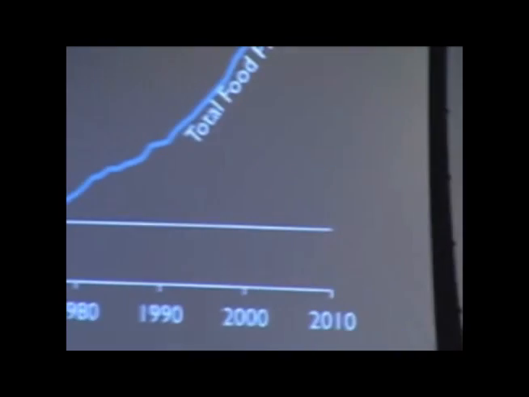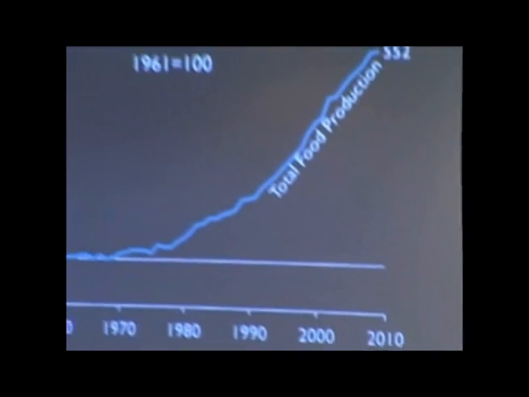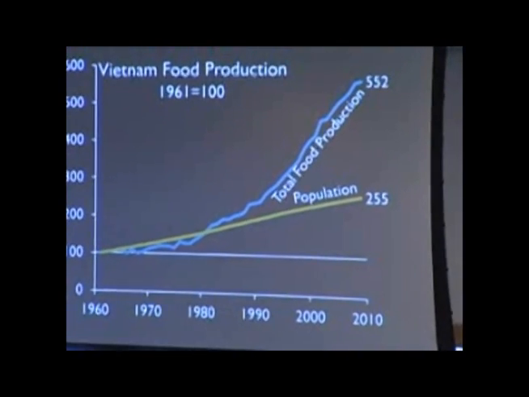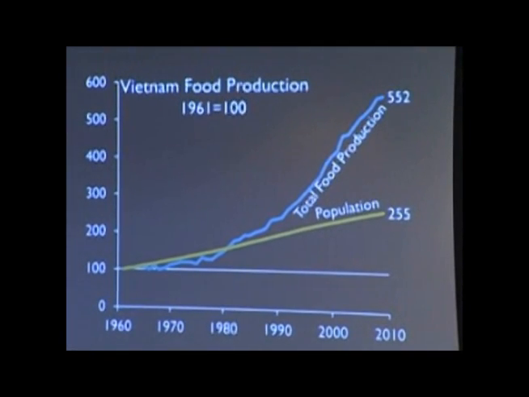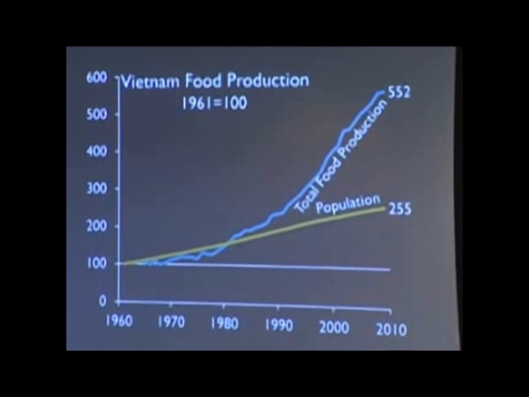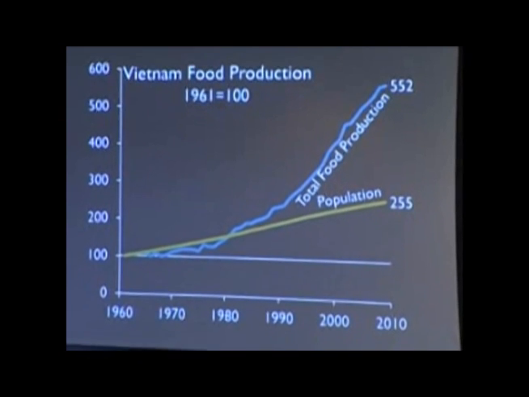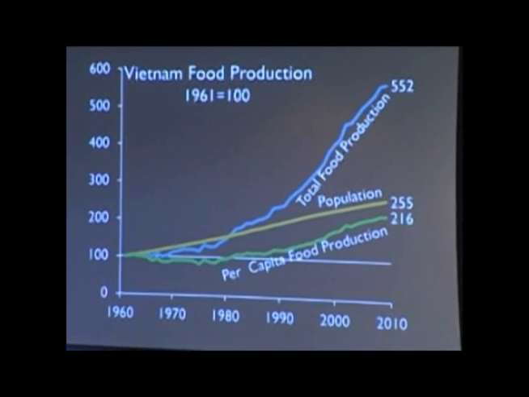Just as an example is the case of Vietnam. This is just another one of these food production graphs. But I mention it because you can see it had this enormous increase in food production from 1960, a 5-fold increase. Population went up about half that. So a more than doubling of per capita food production.